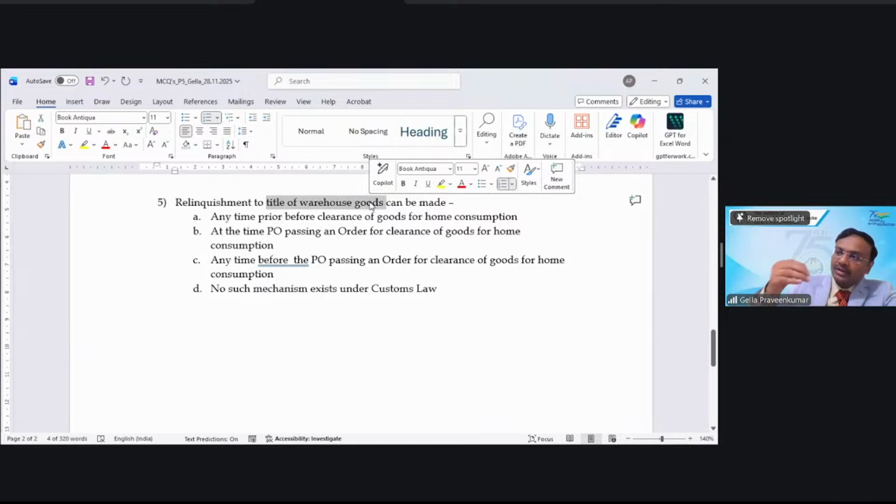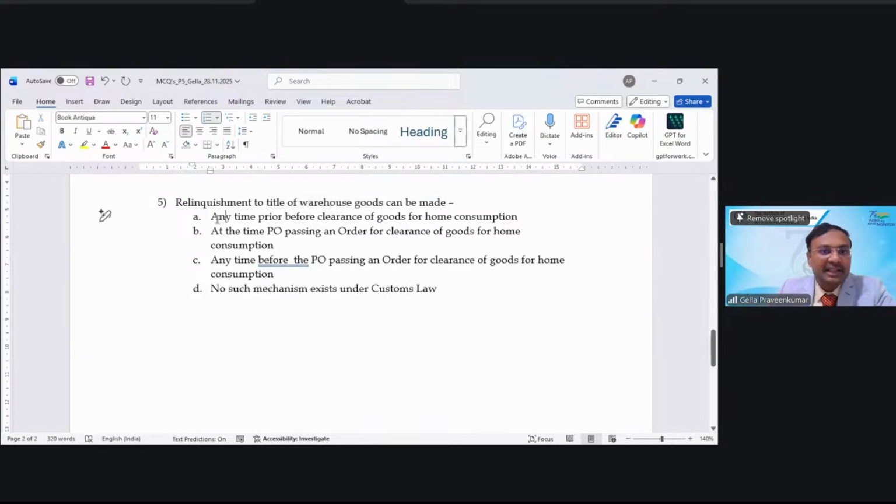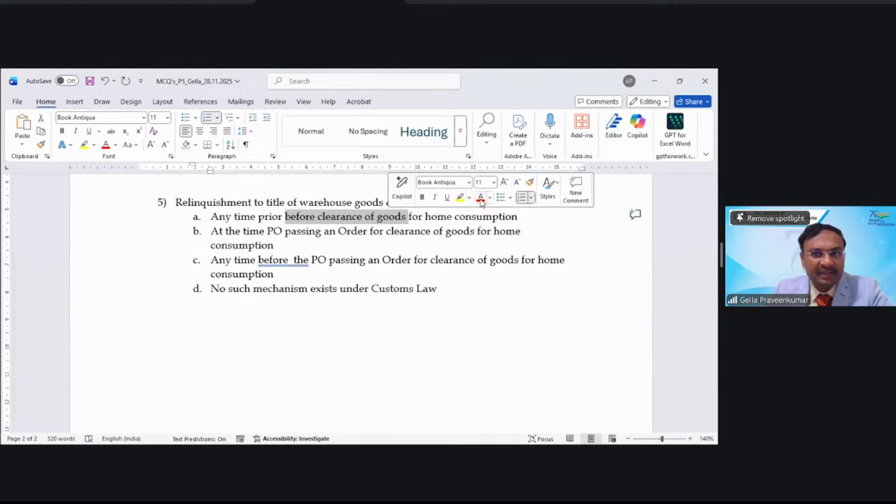I brought the goods, filed a bill of entry into bond, went into the warehouse, and parked them over there. When can I relinquish? Answer A: anytime before clearance of goods for home consumption. That is very general. In the examination, when you don't know the answer, try to eliminate the general answers. Answers will be specific in nature.